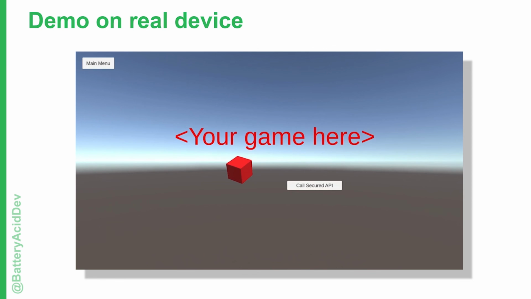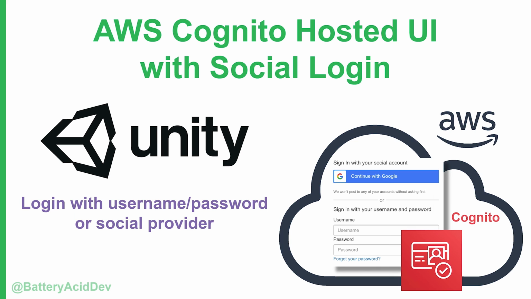And hitting this button will make calls to our dummy Lambda function through the secured API gateway. And that's it for the demo.